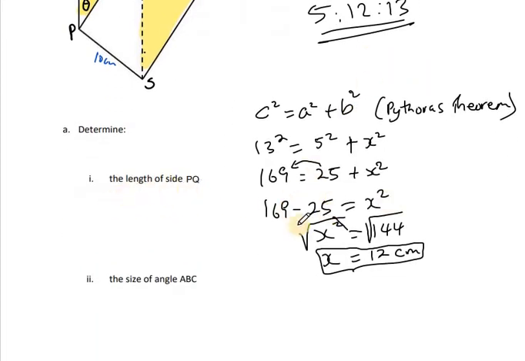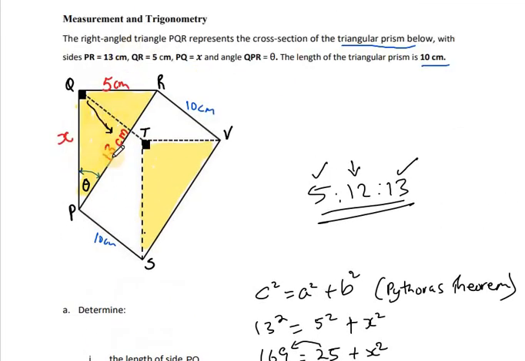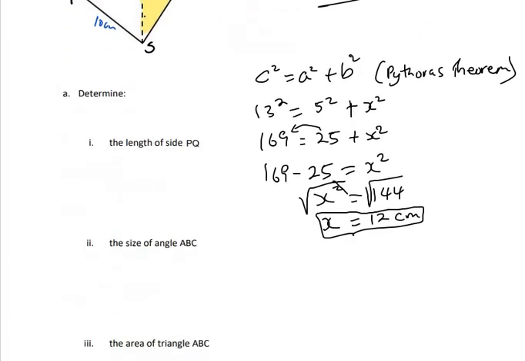So we know the hypotenuse is, sorry, the hypotenuse is 13, one side is 5, the next has to be 12. And so PQ, which is X, is equal to 12 centimeters.